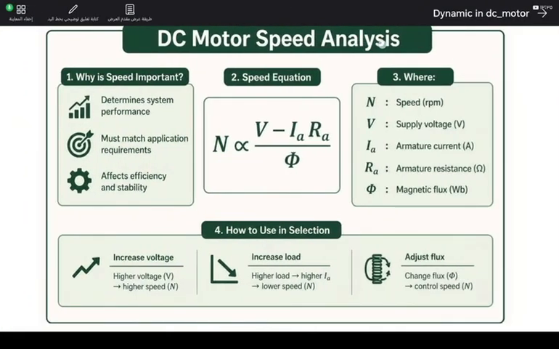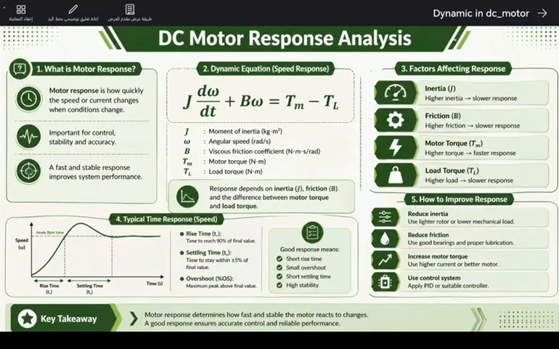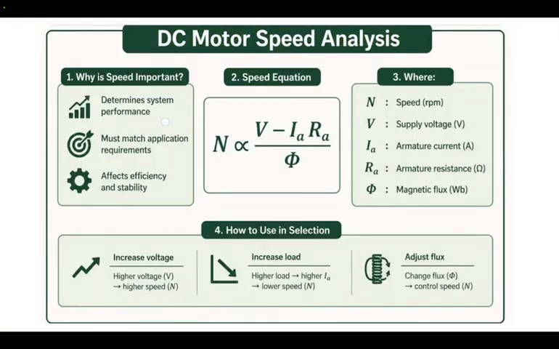DC motor speed analysis. Why is speed important? It determines system performance, must match application requirements, and affects efficiency and stability. Speed equation: N is proportional to V minus IA RA, over phi. N is the speed, V is the supply voltage, IA is the armature current, RA is the armature resistance, phi is the magnetic flux. How to use in selection?